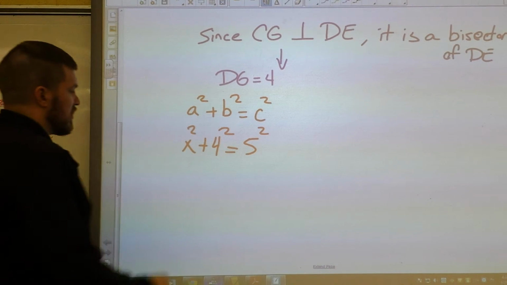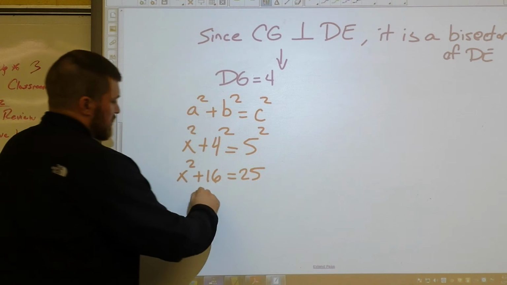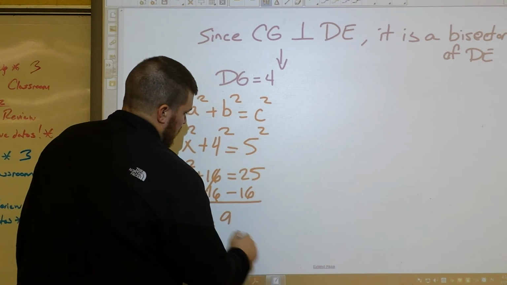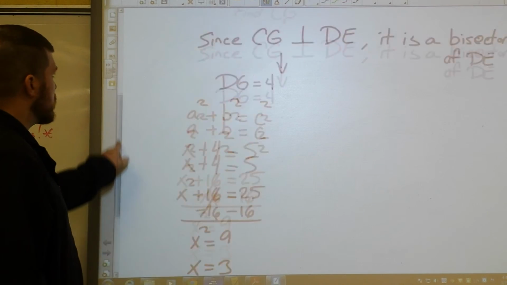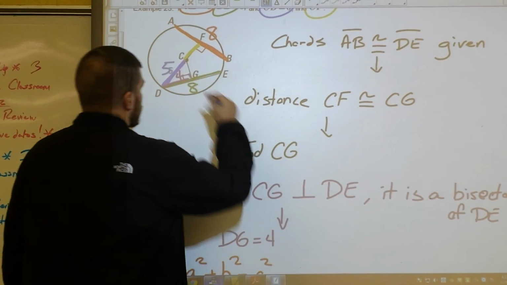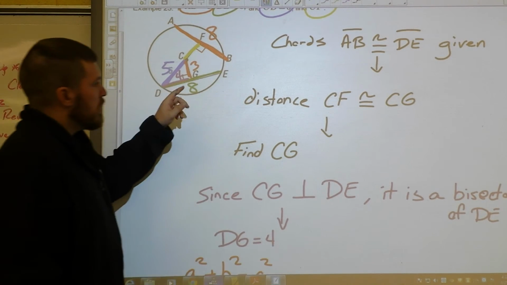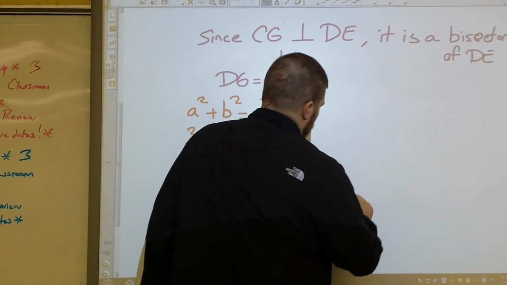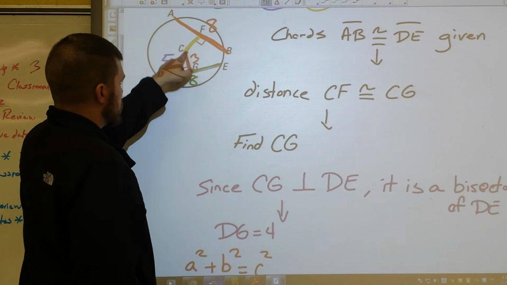Now I want to clean this up and solve. So I have x squared plus 16 equals 25. Subtract 16 from each side. So x squared equals 9, which means that x has to be 3. So now that I know x is 3, I'm going to put that in my picture. So right there is 3. Now we know CG is 3. That's what we see in the picture, CG.